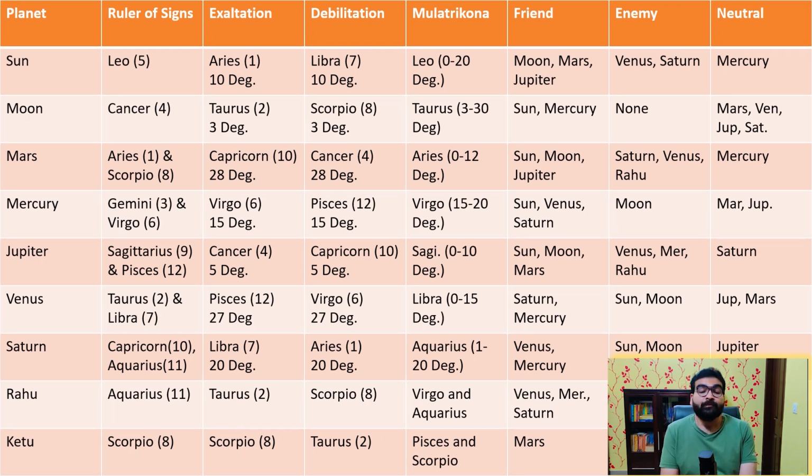Then Saturn is exalted in Libra. Now the reason is that Saturn is our limitations, our boundaries. Saturn is everything which restricts us and forces us to stay in some particular order, some particular structure, and organizes us in a particular form. That is what Saturn does.